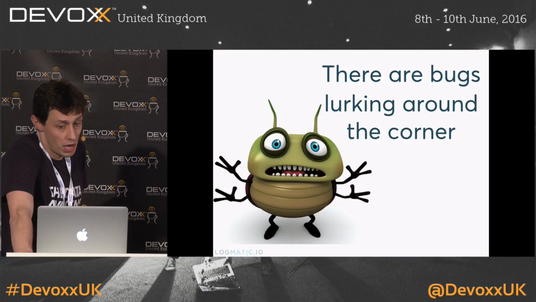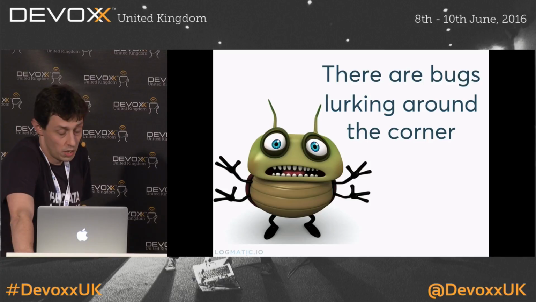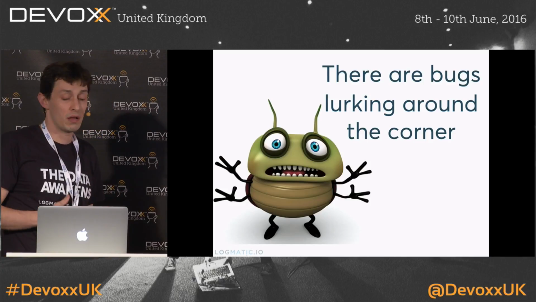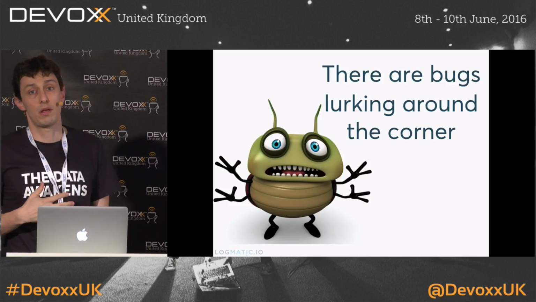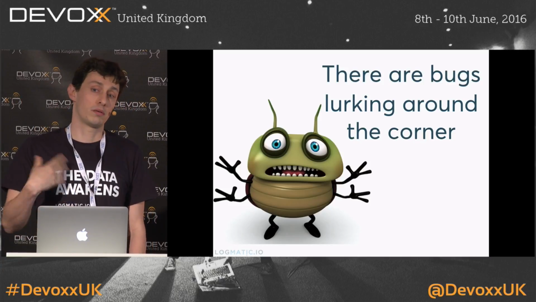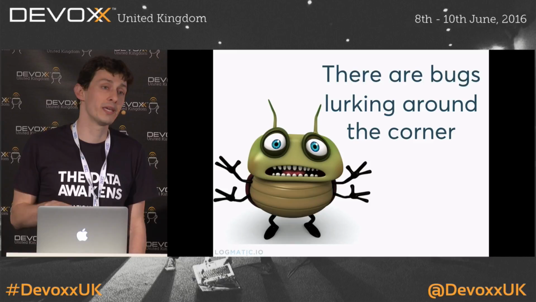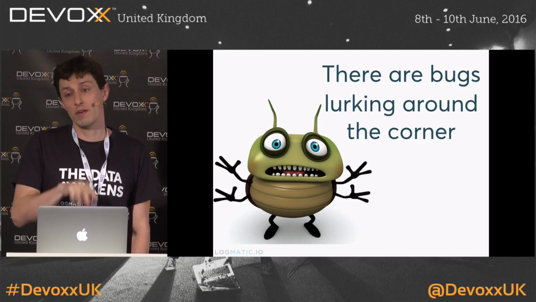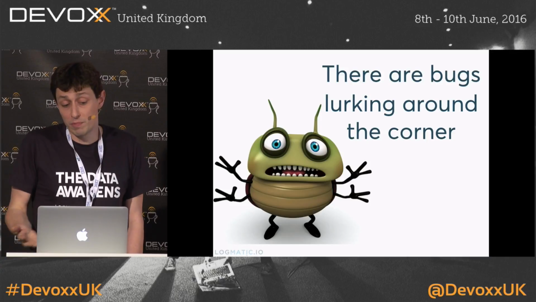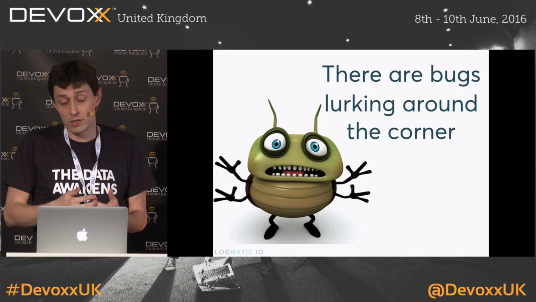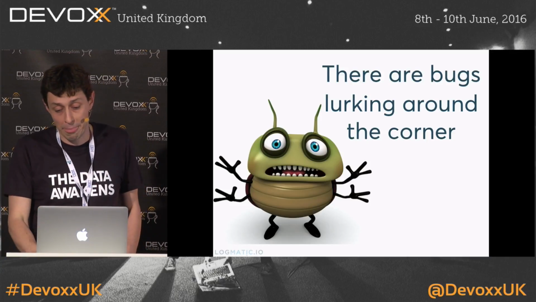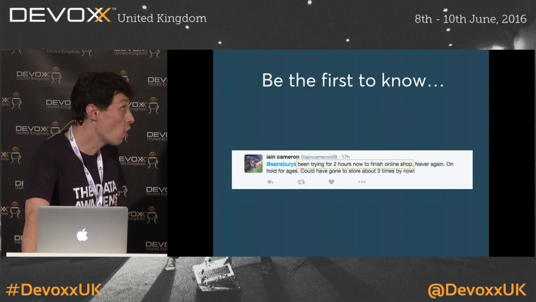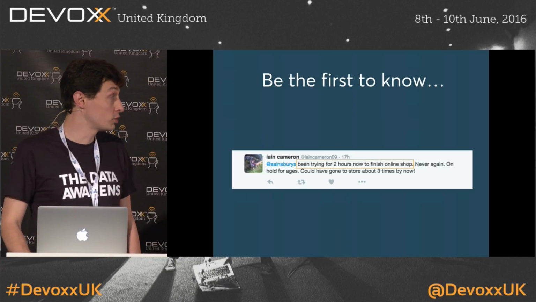There are bugs lurking around the corner. When you have a big infrastructure, you have megabytes, gigabytes of logs flowing, and you're not looking at them. You just search into them when you have a problem. So you have bugs all the time, but you don't see them. And the thing is to be the first to know. So how can I be the first one to know?